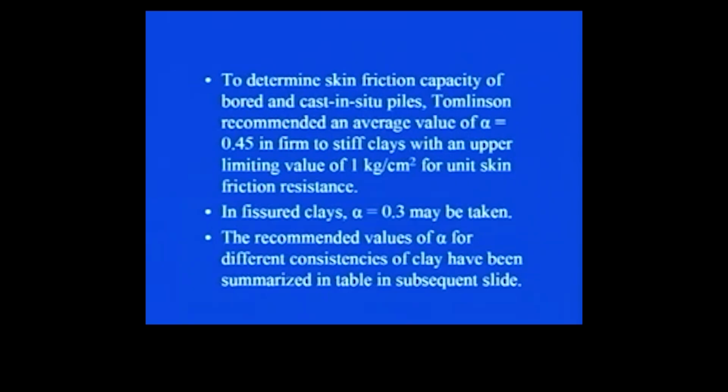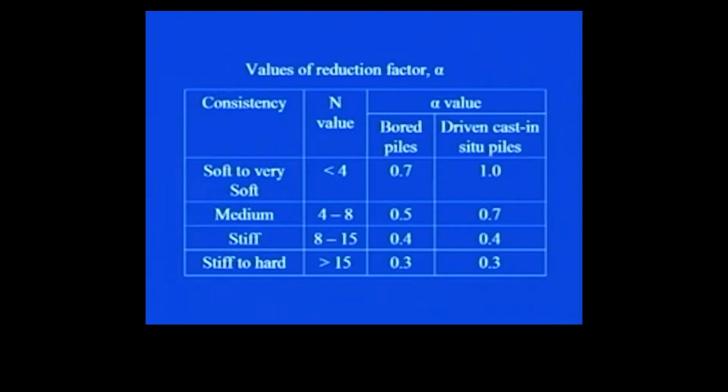The recommended values of alpha for different consistencies of clay have been summarized in this particular table, which you can see here. As I told you, as the consistency of the soil is softer, the value of alpha is greater and it is towards 1. So, you can see here that for soft to very soft, N values are less than 4, N being the standard penetration number that you get from standard penetration test. In case of bored piles it is 0.7 and in case of driven cast in situ piles it is 1.